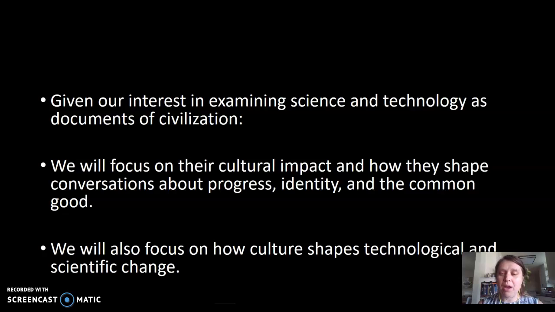We're going to focus on how culture shapes technology and shapes scientific change as well. So again, getting into the complexities of this relationship between our three major factors, science, technology, and culture, and how that changes over time.